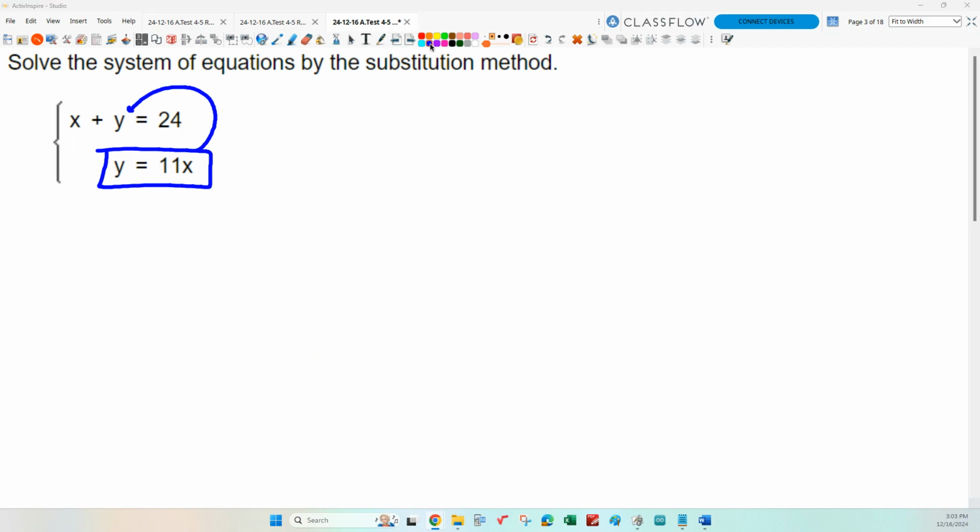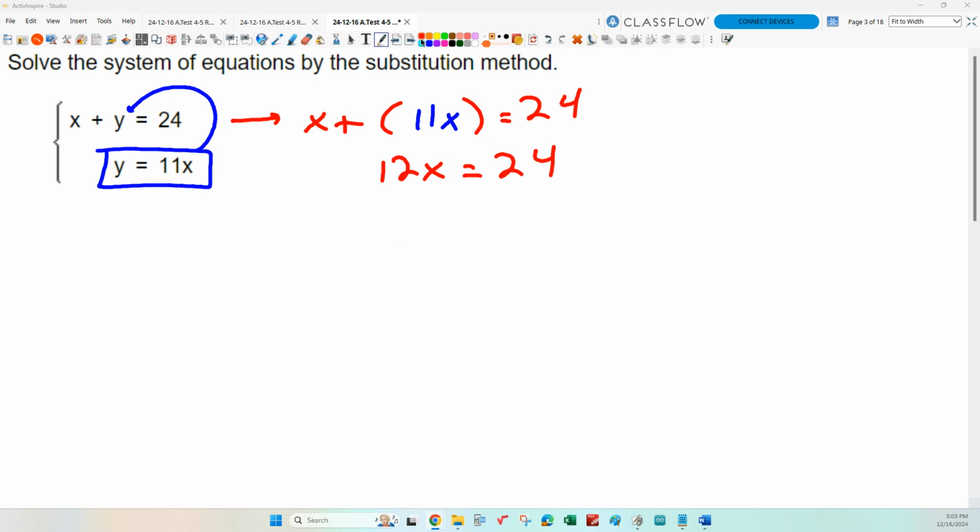And what's that give me? If I plug it in there, that top equation becomes x plus 11x, which is what I'm replacing y with, right? Plus 11x equals 24. What's x plus 11x? 12x. So if 12x equals 24, what's x equal to? 2. There you go.